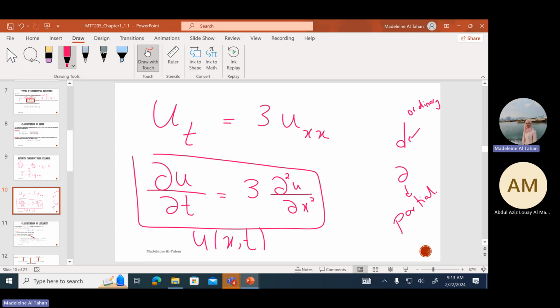So this one, do I call it an ordinary differential equation? What do we call it? Partial differential equation. Do I need to solve it in this course? Do I care about it in this course as solving? Oh, it's ordinary differential equation. This is an introduction.